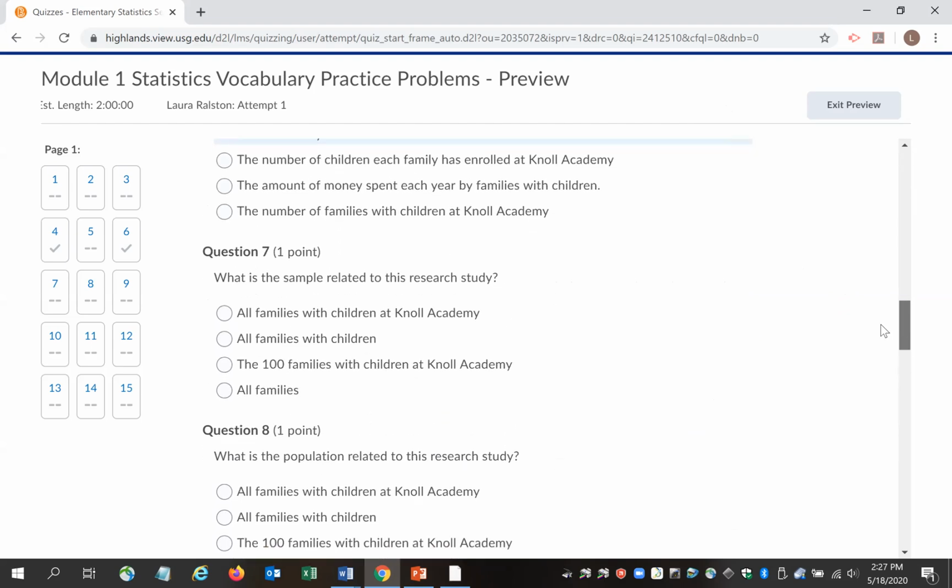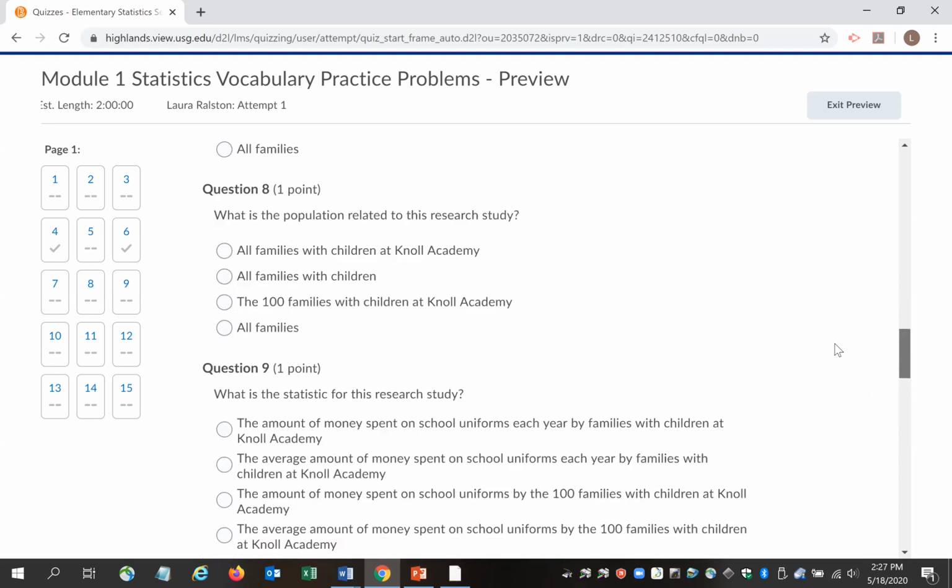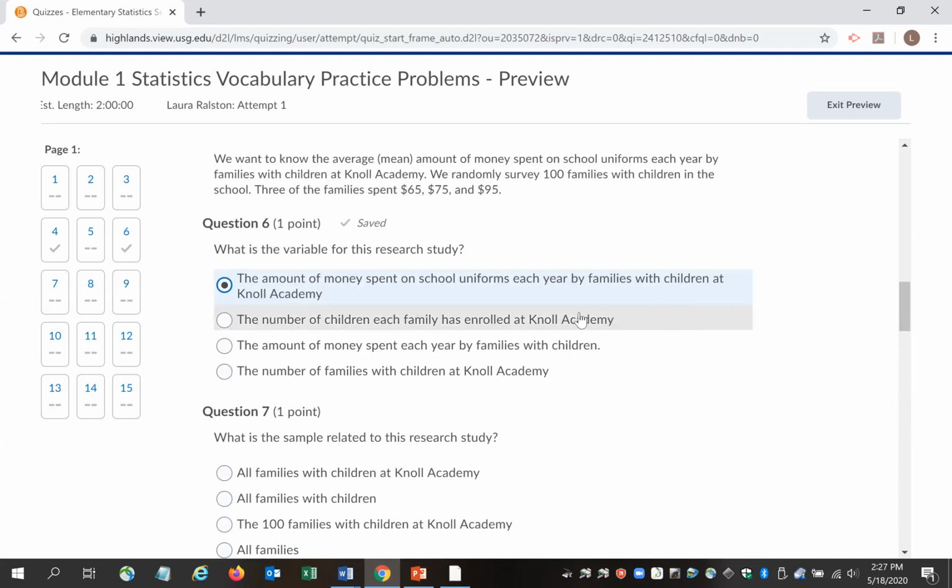The only thing I didn't get a simple explanation for was variable. Variable is what do you want to know about? Think about when you read that scenario, we want to know the average amount of money spent. What would you have to ask a person in order to determine the average amount of money spent on school uniforms? You're thinking about your variable. Think about what you would have to ask them about.